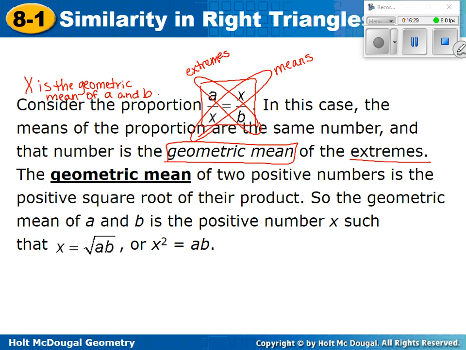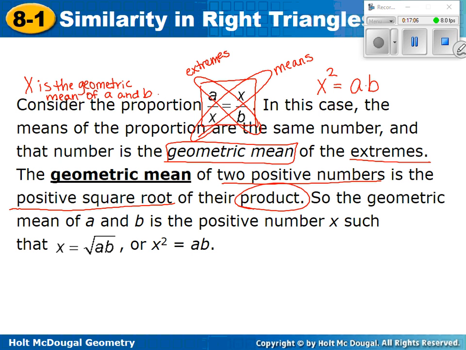What is the geometric mean? The geometric mean of two positive numbers is the positive square root of their product. What does product mean? Multiply. So in other words, if I wanted to solve this proportion, I would cross multiply. What is X times X? X squared. And then A times B would be A times B. If I want to solve for X, what would I do? Stay with me. What would I do if I want to solve for X?